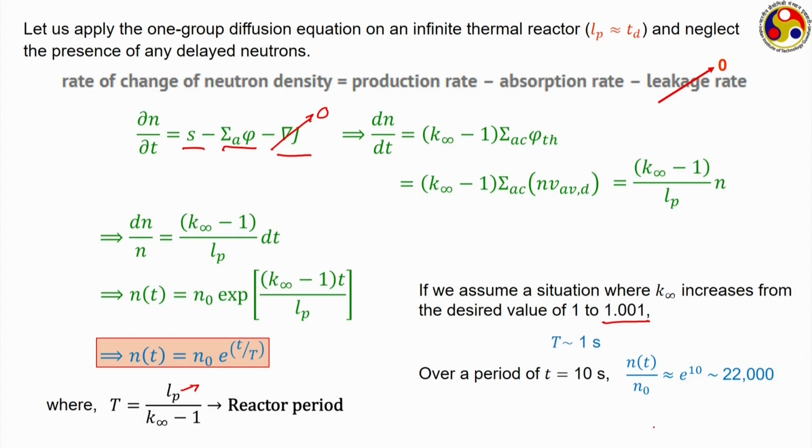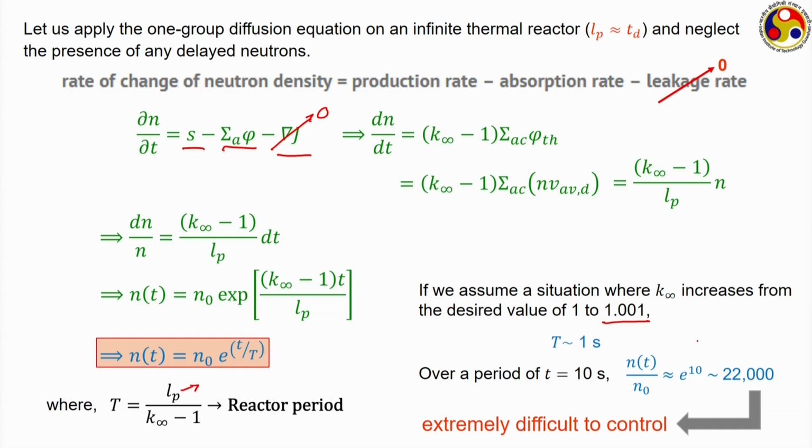That is, just over a period of 10 seconds, the number of neutrons present inside the reactor will increase by 22,000. That is an extremely large number. As the number of neutrons keeps on increasing, the corresponding reaction rate keeps on increasing, and just in 10 seconds the reactor, if it can at all survive such a high rate of increase, will produce 22,000 times larger amount of power compared to the original reactor.